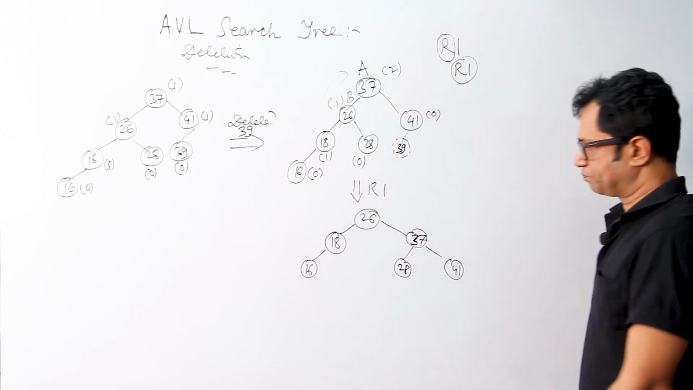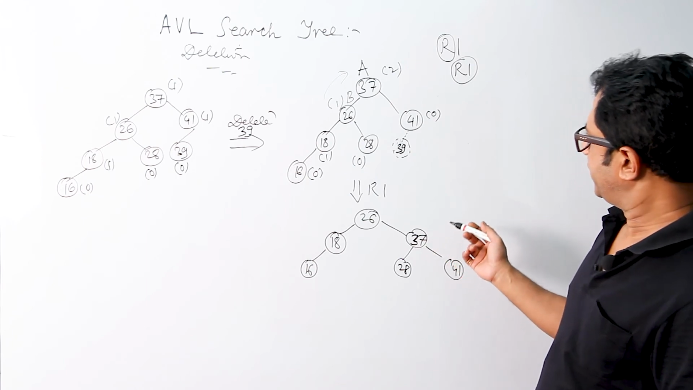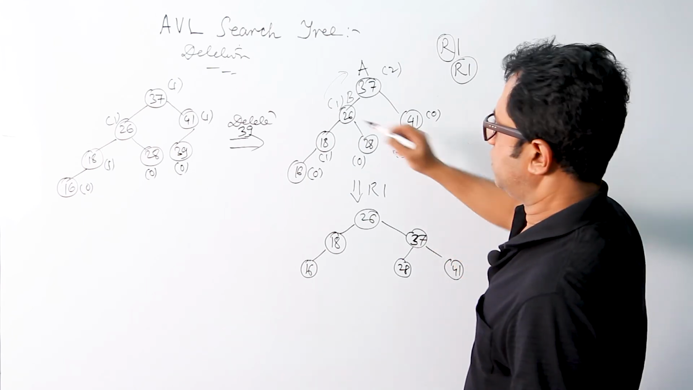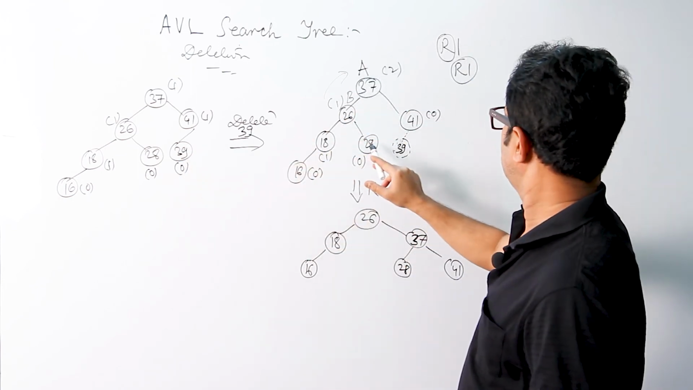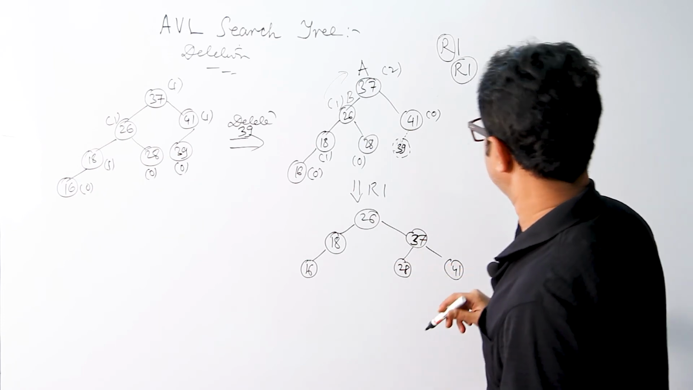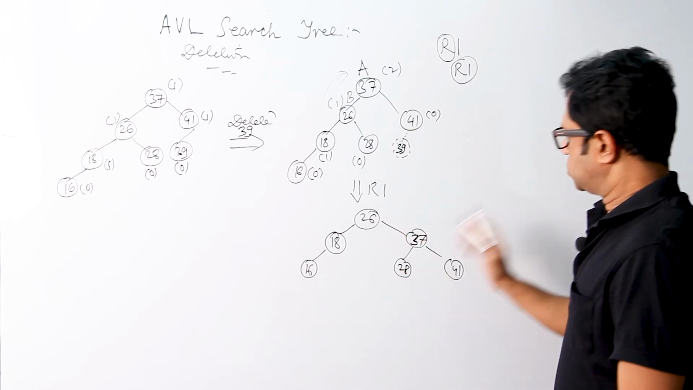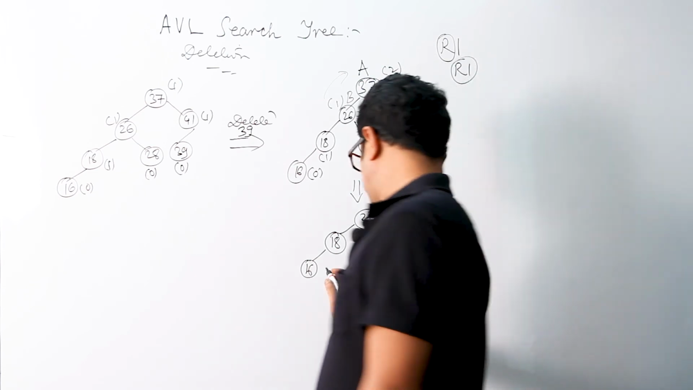So now in this process, have we left over any node? Let me see. 1, 2, 3, 4, 5, 6. So we have 6 nodes. So it's okay. So now we are going to calculate the balance factors.